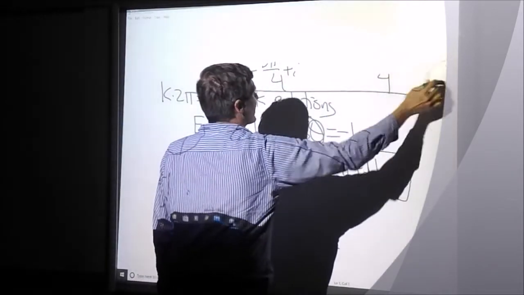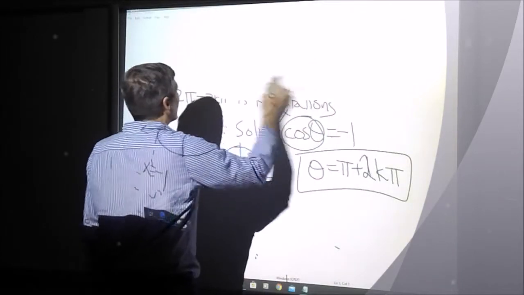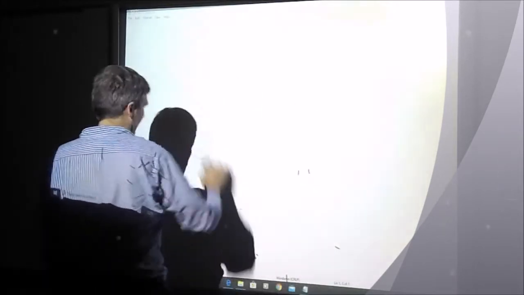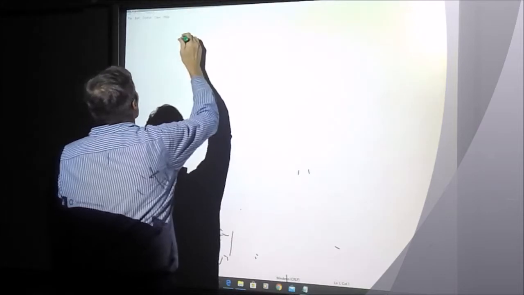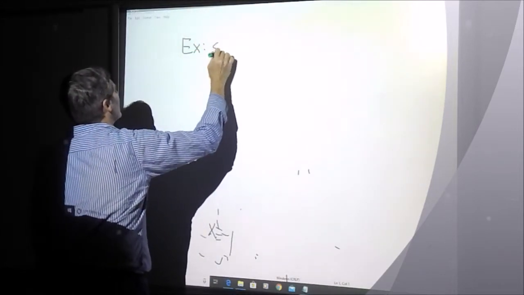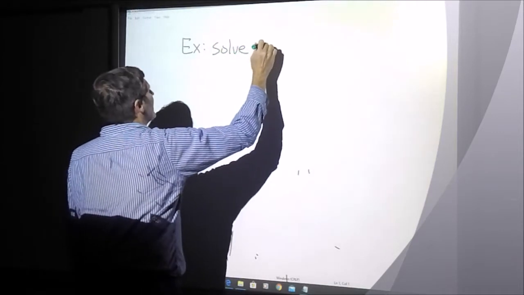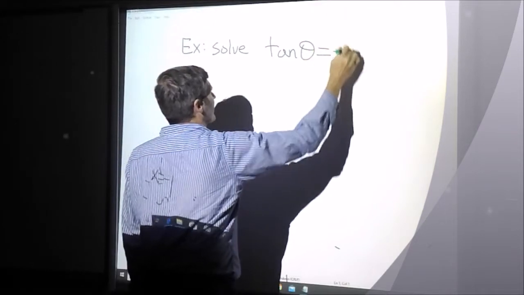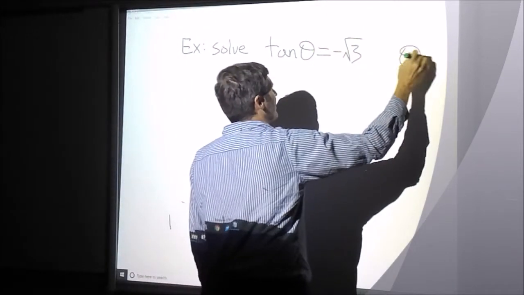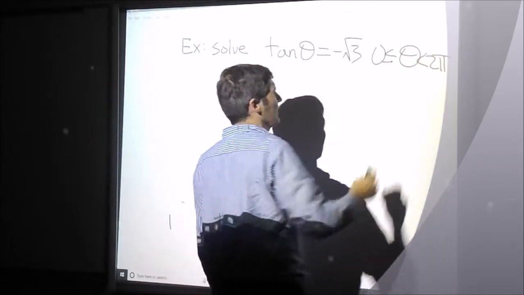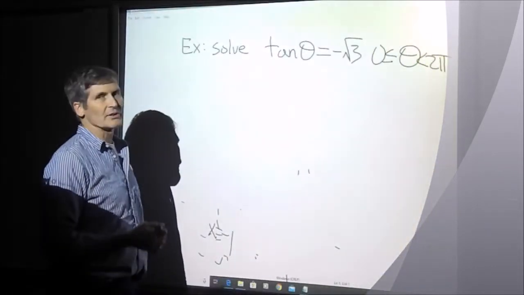Well, that's all right for sine and cosine. And what about the other trig functions? Well, for instance, this one. Suppose I wanted to solve tangent theta equals minus the square root of 3. And this time, let's restrict again theta between 0 and 2 pi. That'll save us the 2k pi at the end of the answer. What are all solutions to that?